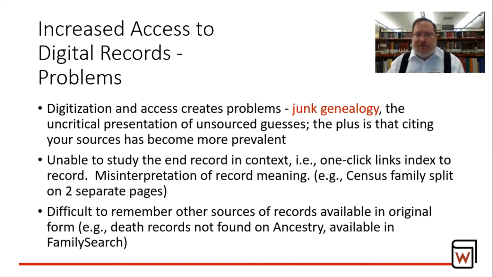It's also difficult to remember that there are other sources of information available to us in their original form. Sometimes we get so fixated on using a certain product like Ancestry that we forget that vital records, like death records for Texas, are not only available in Ancestry, but also in FamilySearch. And sometimes those records are there when we don't find them in one source or the other.